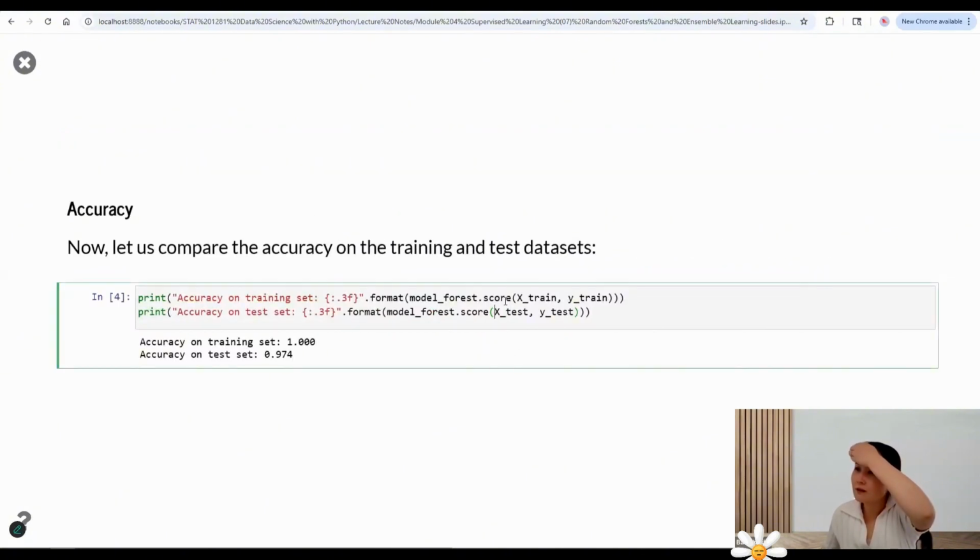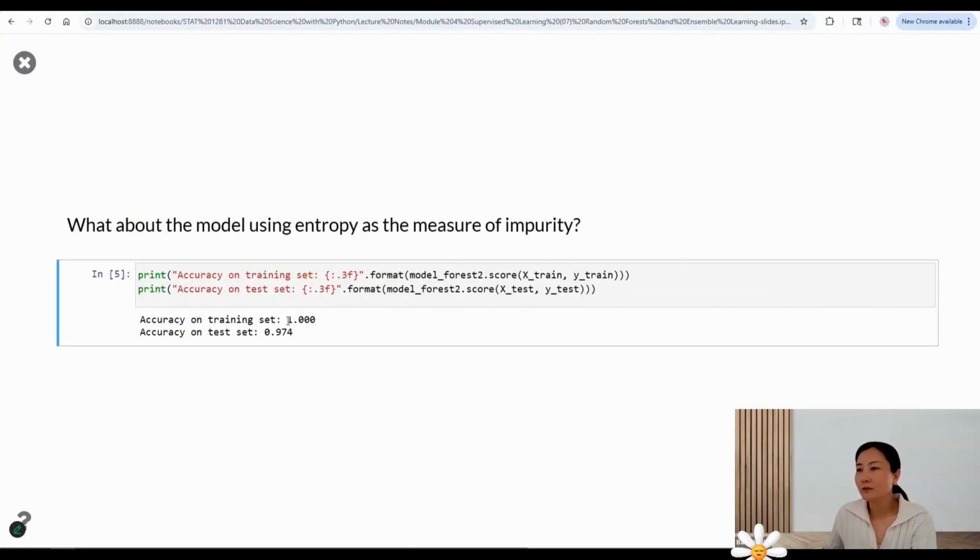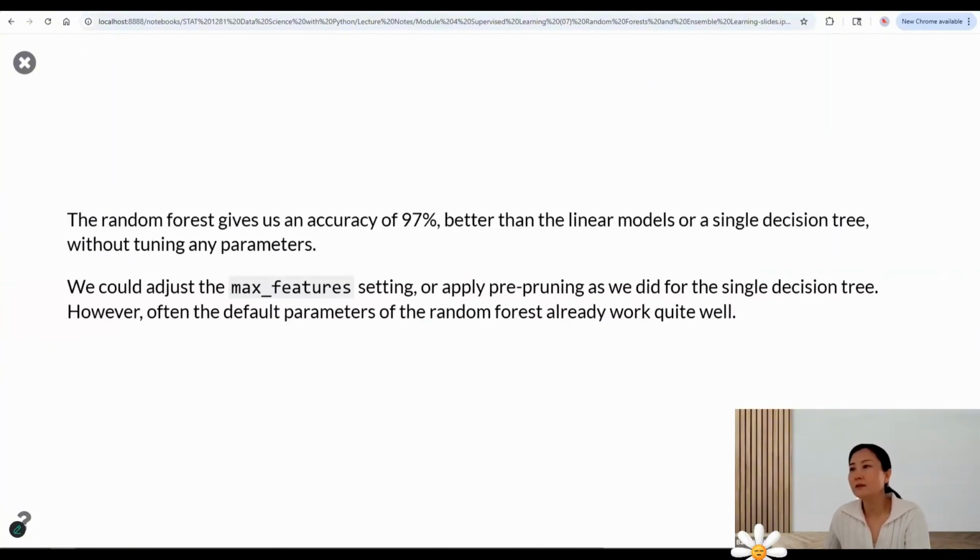For accuracy, we can call the score method. So you see, if we use a random forest without tuning the model at all, the accuracy is very high. It's close to 100. The training set has 100% accuracy, and the test set has 97.4% accuracy.